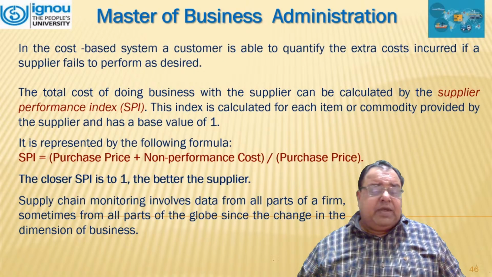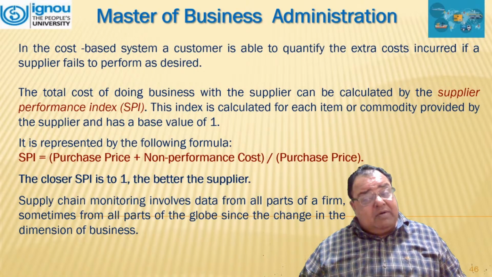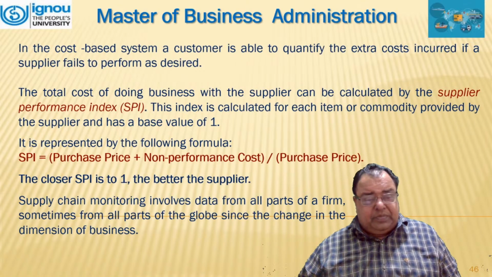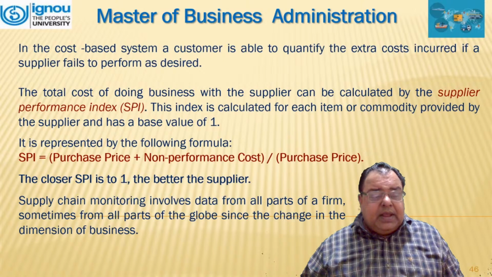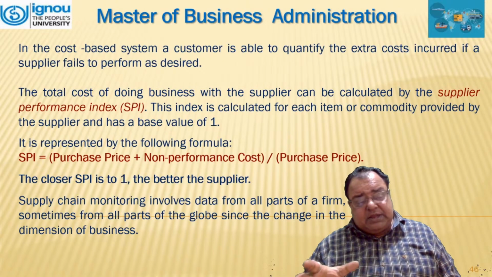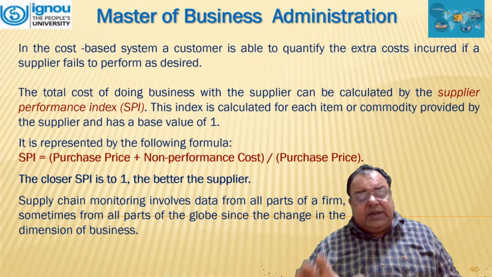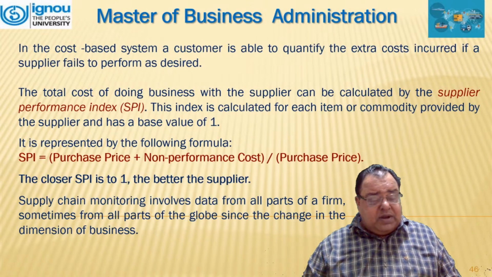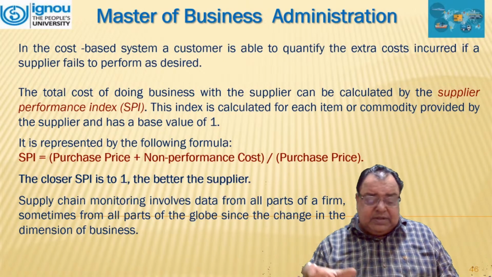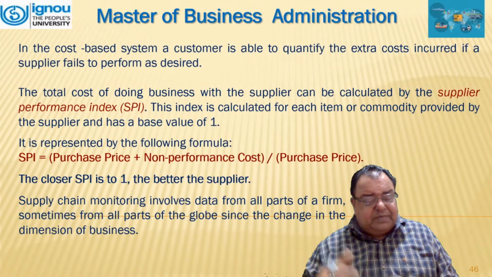The total cost of doing business with a supplier can be calculated by the Supplier Performance Index, what we call SPI. This index is calculated for each item or commodity provided by the supplier and it has a base value of 1. It is represented by the following formula: SPI is equal to purchase price plus non-performance cost divided by purchase price. The closer SPI is to 1, the better the supplier is. That means this calculation should come nearer to 1.